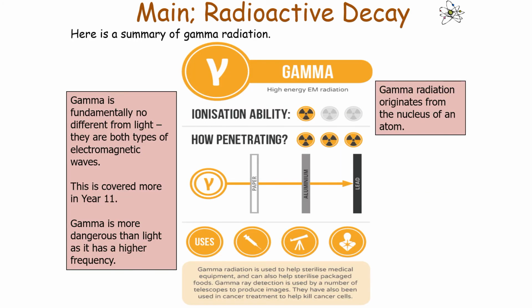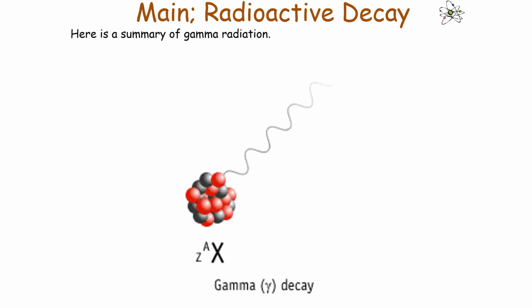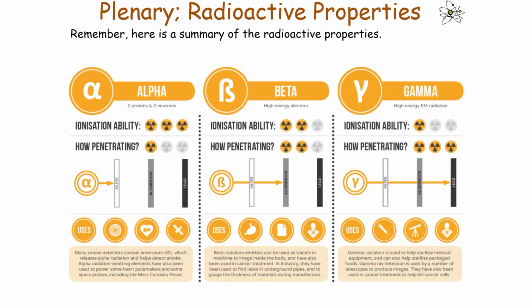Now, just to indicate something, gamma radiation is fundamentally no different from visible light. They're both types of electromagnetic waves, which is covered more in a later topic, but gamma is more dangerous than light as it has a higher frequency. So gamma radiation has quite a low ionizing ability but a high penetrating power, and can travel through nearly everything but is reduced by lead. But it's important to note it originates from the nucleus of an atom, which we can show in the following animation here.